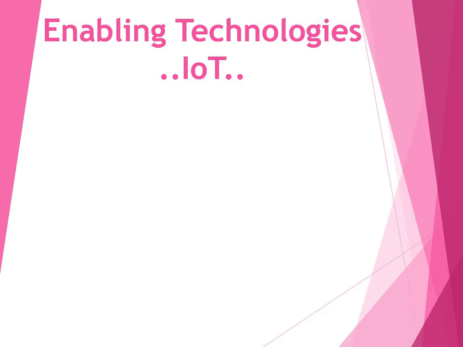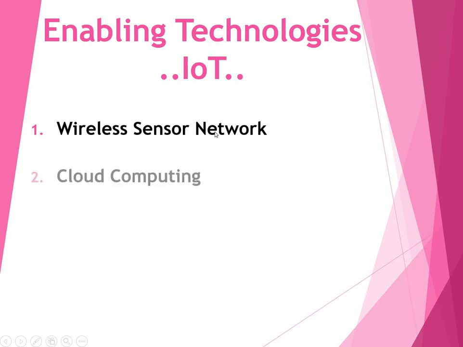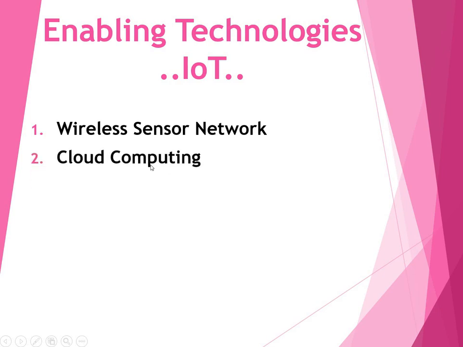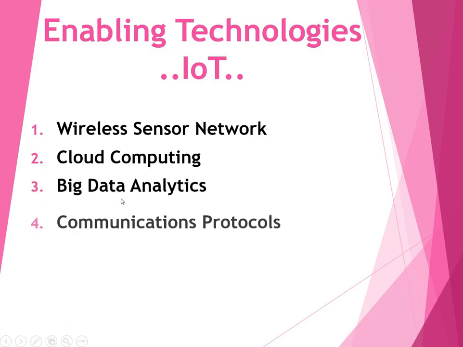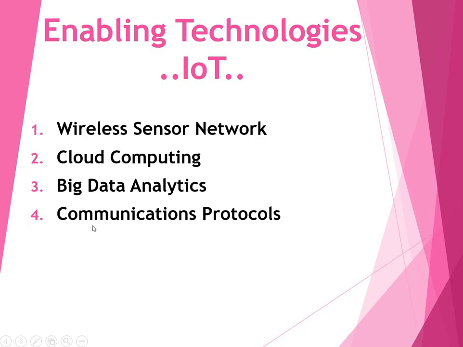Now we are going to know about the enabling technologies of IoT. There are five enabling technologies in IoT. The first one is wireless sensor network. The second one, cloud computing. The third one is big data analytics. The fourth one is communications protocols. And the fifth one is embedded system.